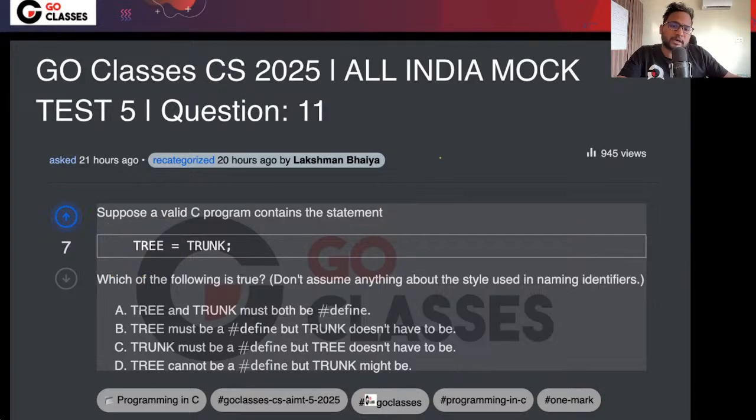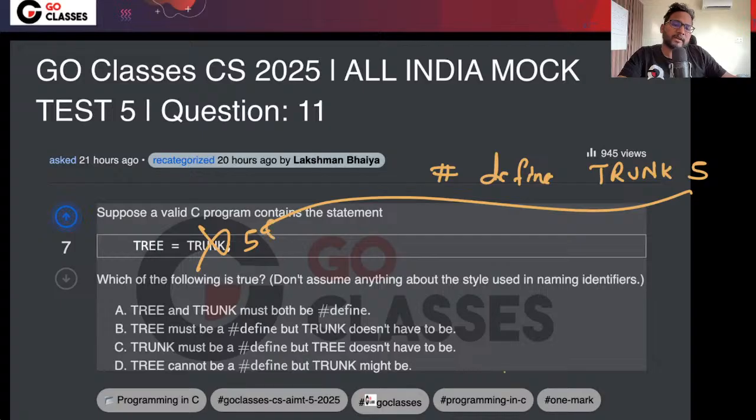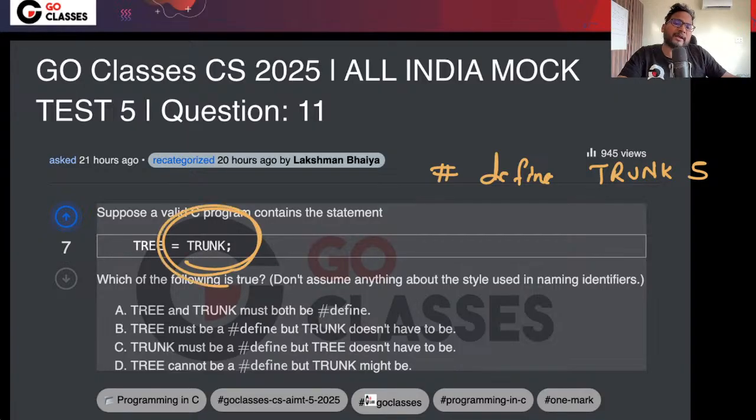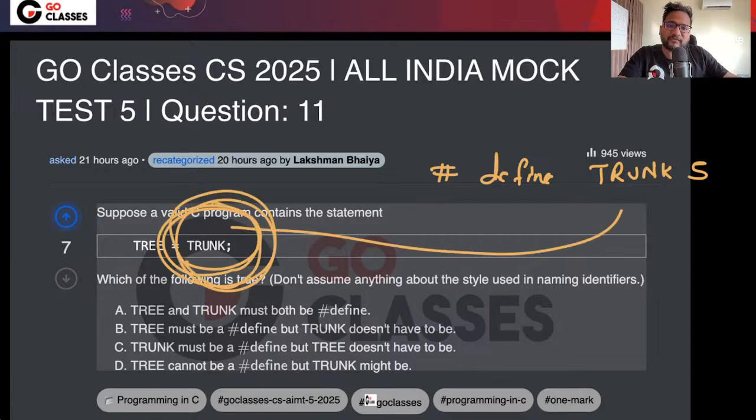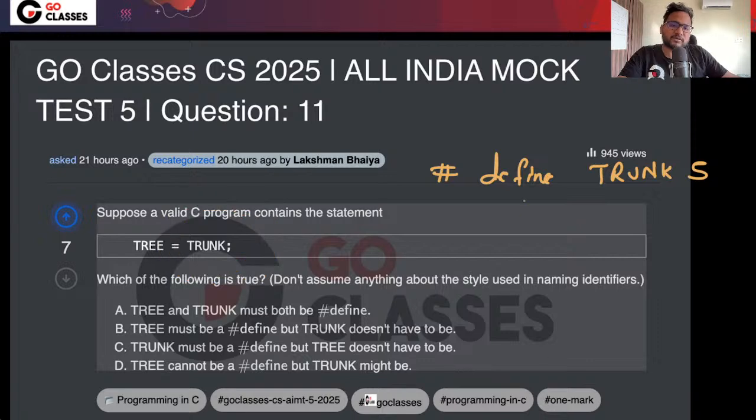Let's suppose you write hash define trunk 5. Then it is very much legal, because instead of trunk, you will be replacing it with 5, so you can definitely use trunk on the right-hand side. It could be hash defined, or it could be just like this, int trunk. It doesn't need to be hash defined.